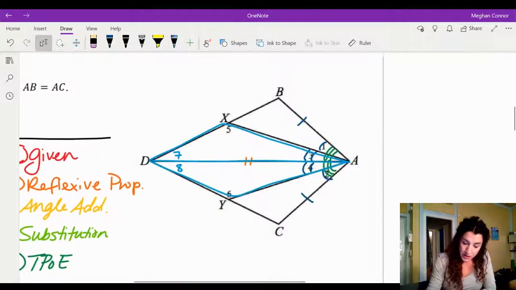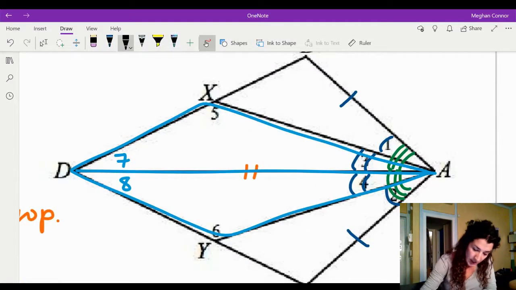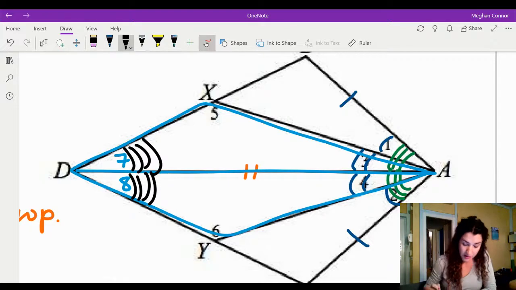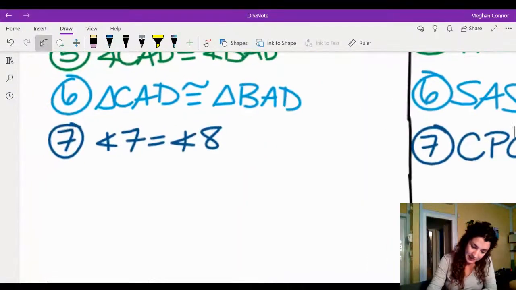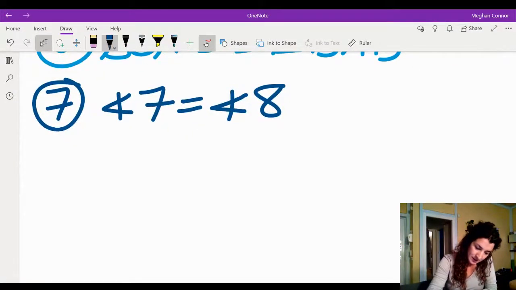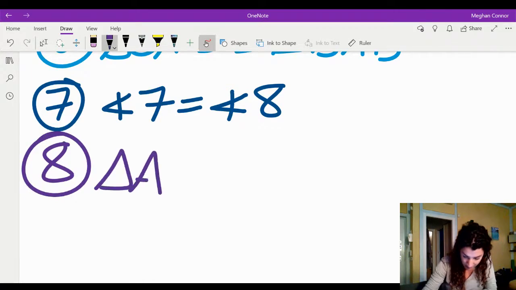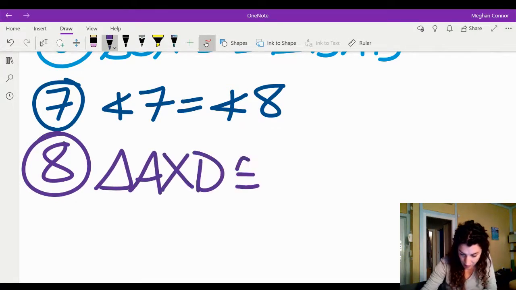Now that I've proven that those two angles are equal, I can go in and say 4 arc marks. Wow. Now I can say that AXD and AYD are equal because of angle, side, angle. Triangle AXD is congruent to triangle AYD.